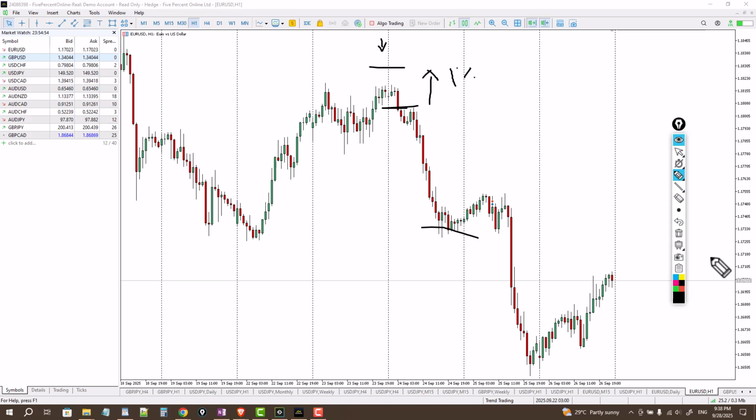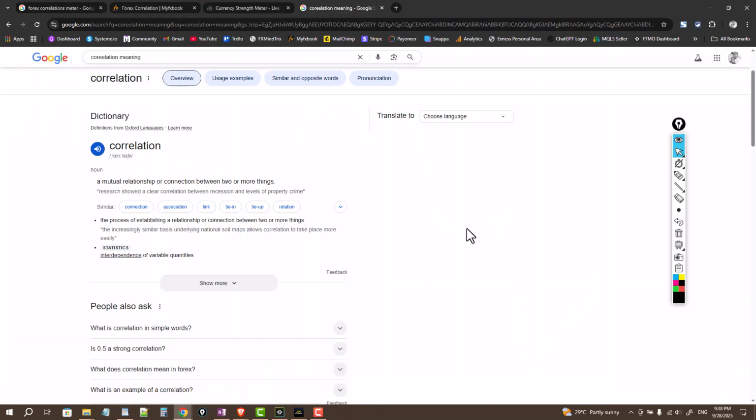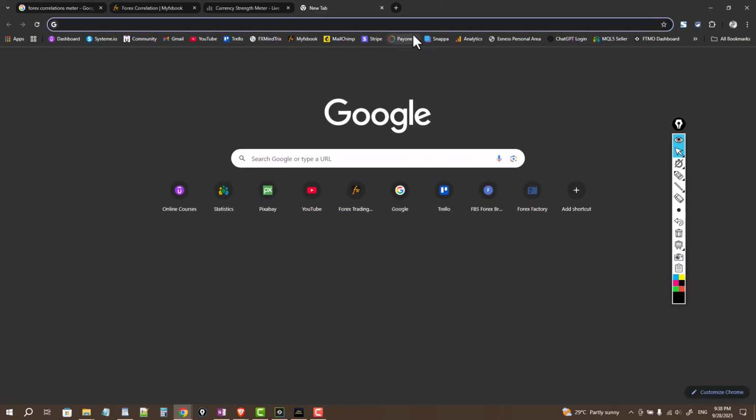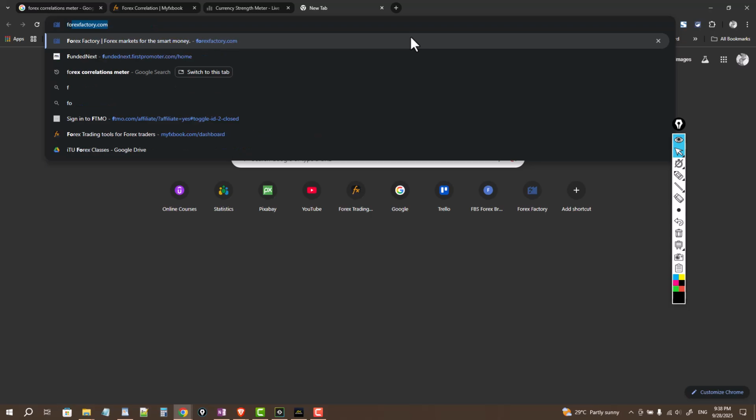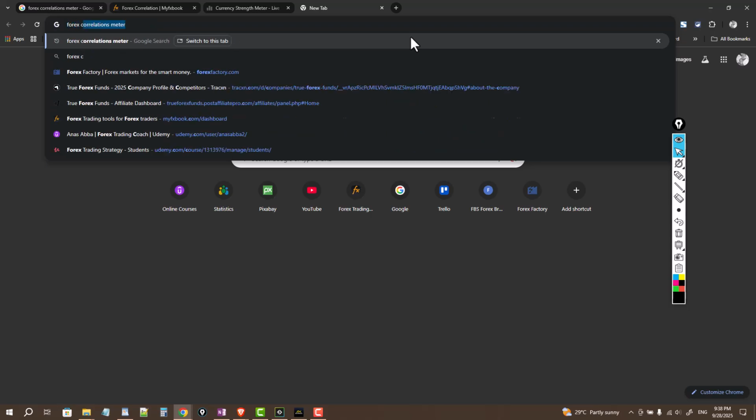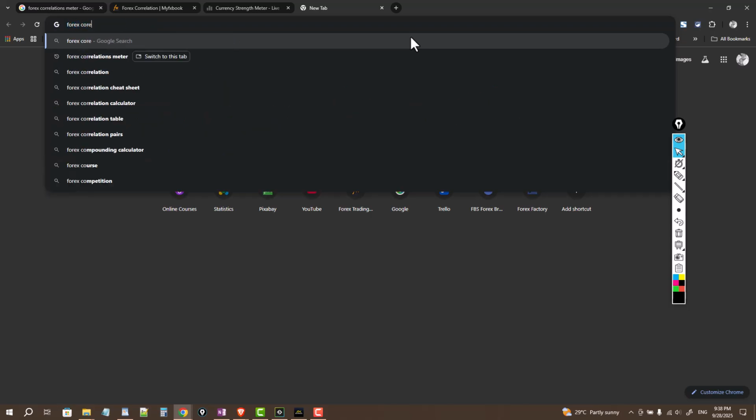Okay, so now that you understand the logic and the principles behind correlation, let's look at the tools that will help you to identify this correlation and help you to navigate it like a professional trader. So we've got tools here. You could do a quick Google search for a Forex correlation meter or something like that. It seems I can't spell today, sorry. Correlation table or something.